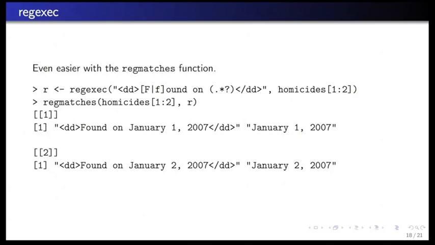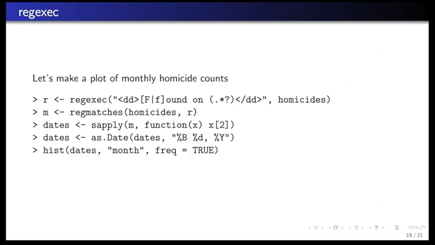So now I'm going to have this list where I've got the match and then the date, the match and the date. And so if I want the dates, I just need to lapply or sapply over this list and extract out the second element from each character vector, and then I've got all the dates. So if you wanted to, for example, make a plot of all of the counts of the number of homicides that occurred every month for the last 5 years, you can do this in just a few simple commands.